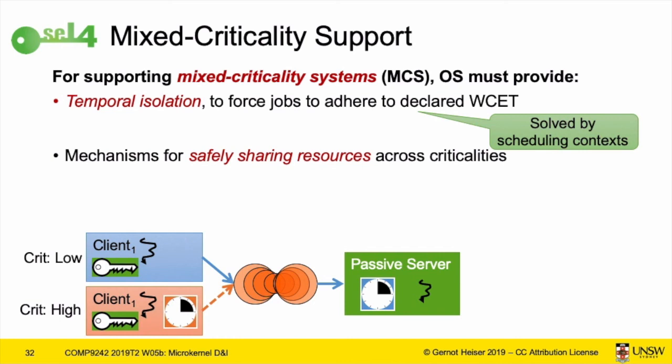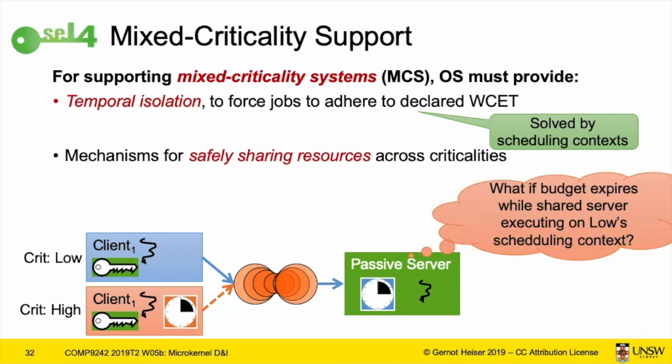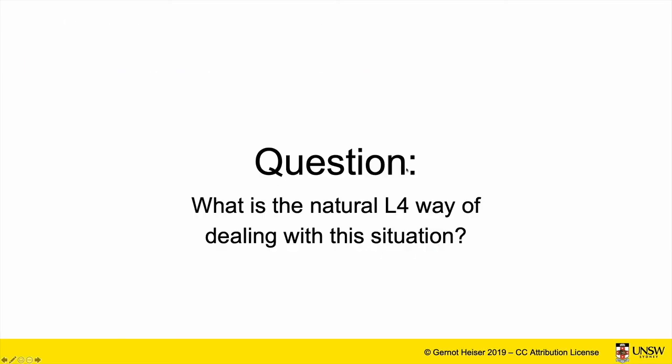And so the problem is, while the server is executing on behalf of the low criticality client, it runs out of budget. What happens? We block the high critical client, and of course that's really bad. This would now block until the scheduling context is replenished in the next period of the client, which may be a long timeout, and the highly critical thread may miss its deadline. So what do we do? What's the natural L4 model for doing this?